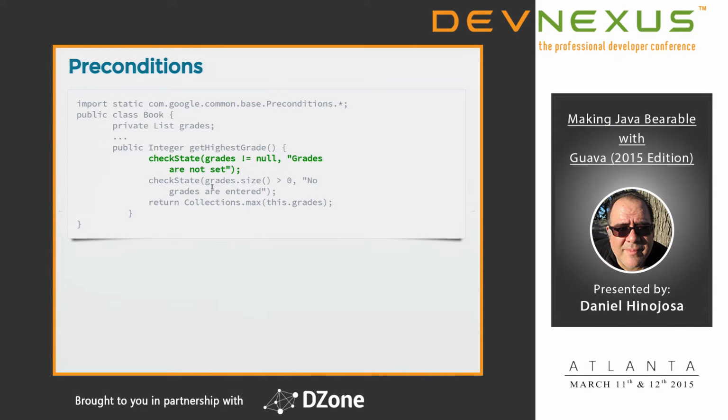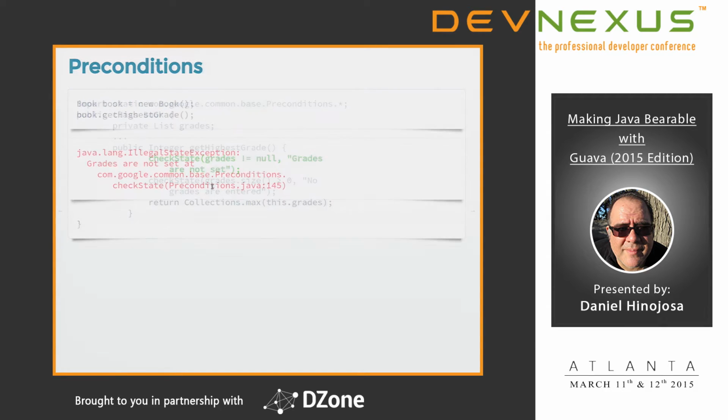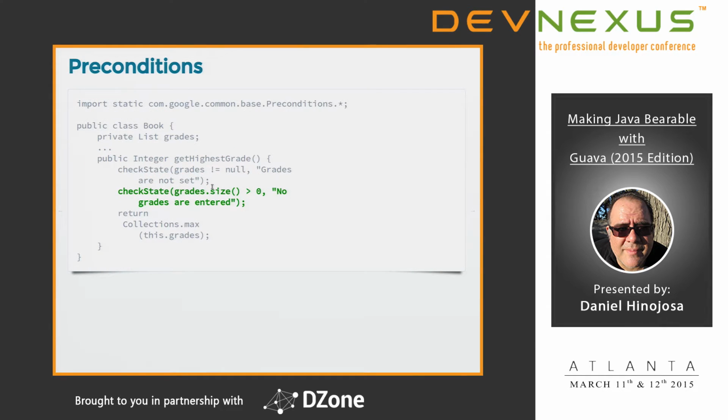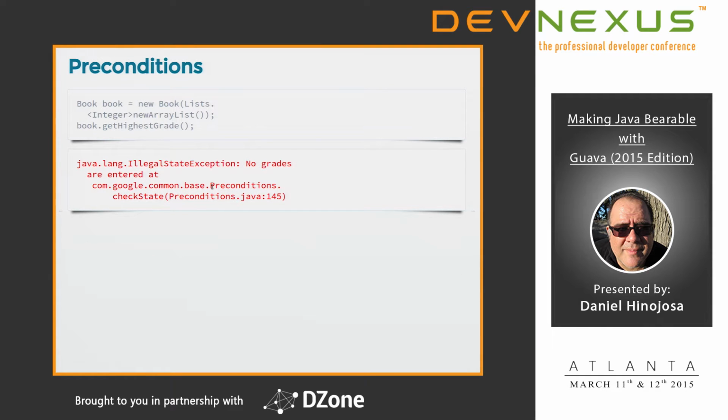State. So let's say the internal state is incorrect. Again, because you don't want to ruin what is inside of your object, you want to be as defensive as you can by doing these checks. So if someone tries to call get highest grade from this object, and the grades are not set, or there are no grades entered, then you'll get an illegal state exception. Okay? You actually have to put the positive in here, but if this positive is not met, then you'll get the exception thrown out of it.